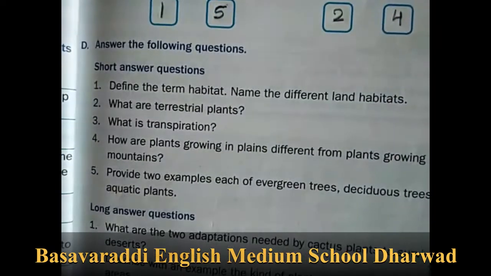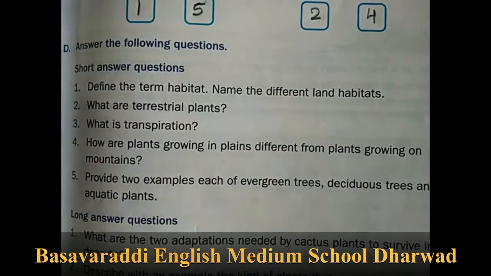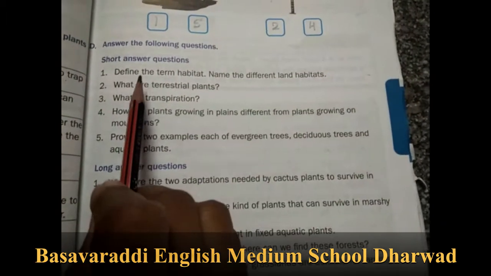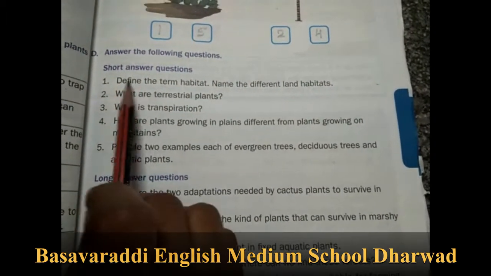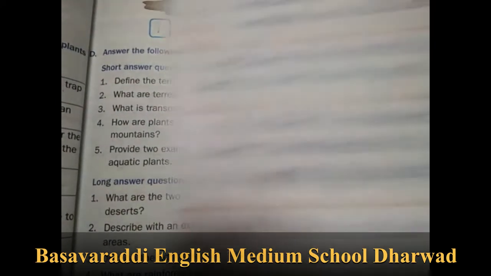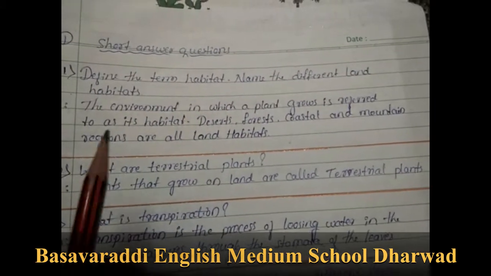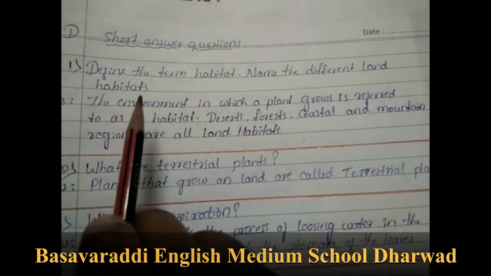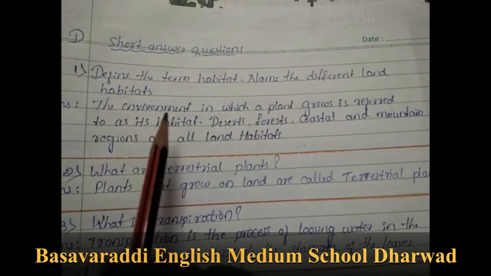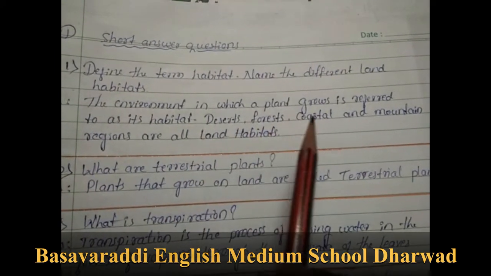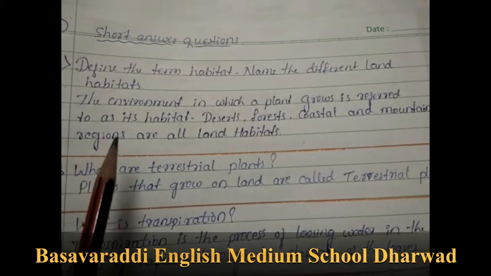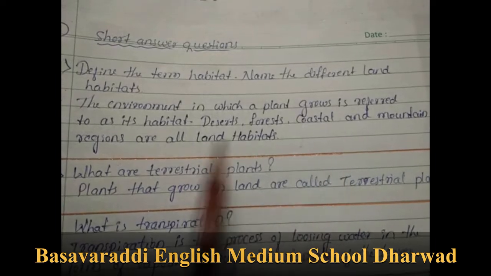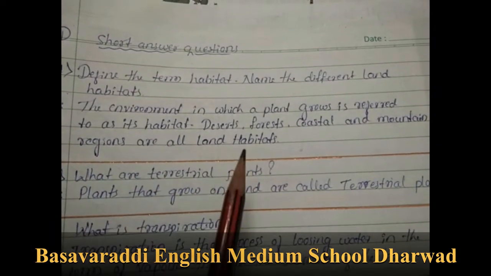Okay, the D1 question. Answer the following questions. Short answer questions. The first question is, define the term habitat, name the different land habitats. Answer, the environment in which a plant grows is referred to as its habitat. Deserts, forests, coastal and mountain regions are all land habitats.